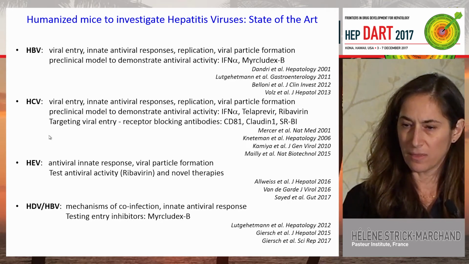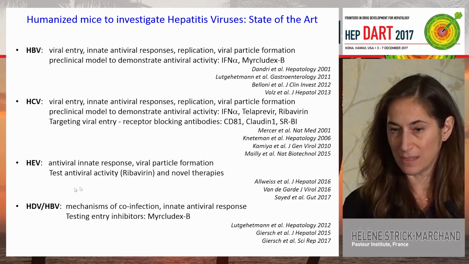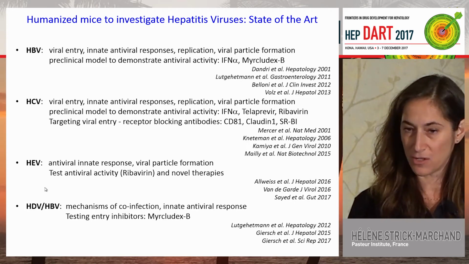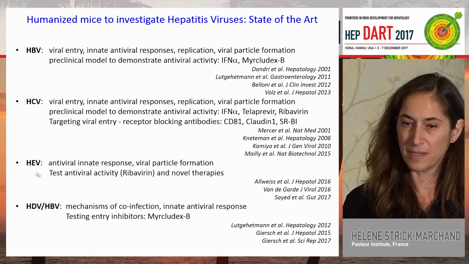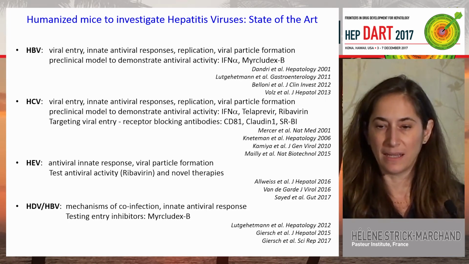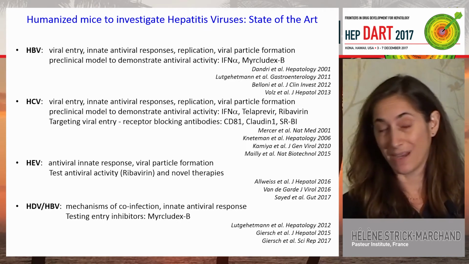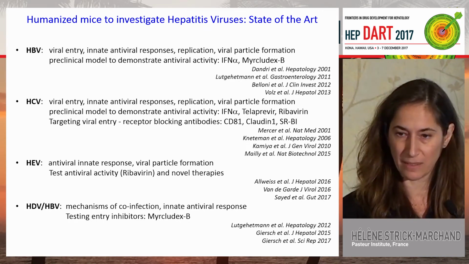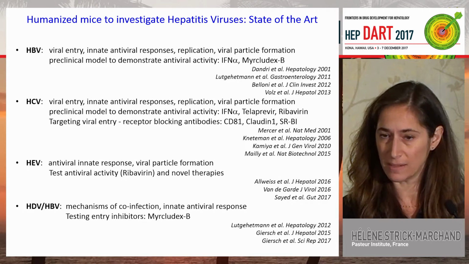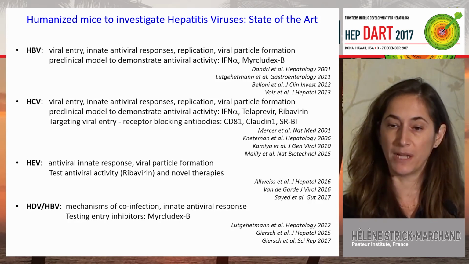And then, interestingly, I think these animal models can also be used to look at hepatitis E virus, which we haven't talked about that much. This virus is difficult to model because normally it's an enteric infection, and yet in these animals, you can't just give it by oral gavage, you have to give it by an IV injection or an intrasplenic injection, and we don't really understand why that is. But the animals can be used to look at the antiviral innate response and viral particle formation.